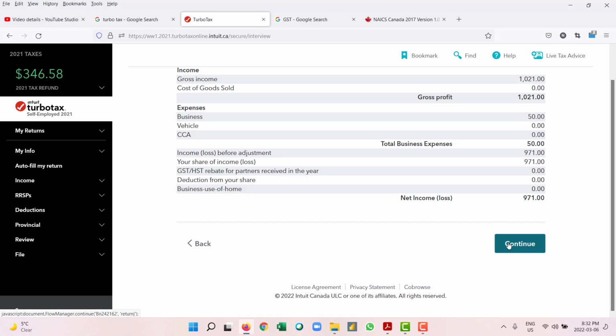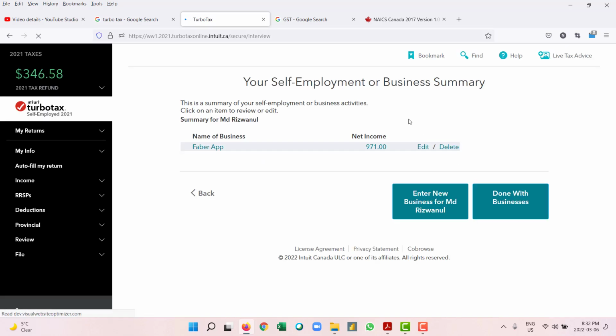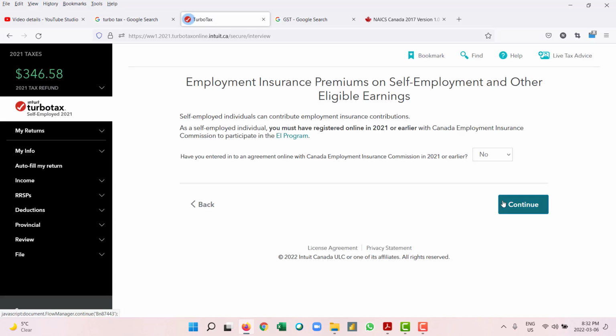Okay, let's continue. In the new business, done with business. Premium, simple, other eligible earning. As a self-employed individual, you must have registered online earlier with the Canada Employment Insurance Commission EI program. Have you entered an agreement with the Employment Insurance Commission earlier? No.